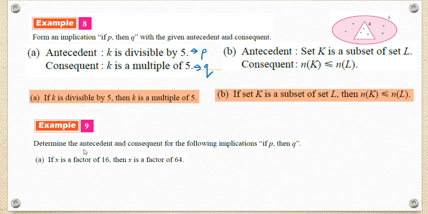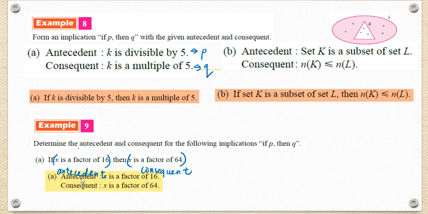Example 9, determine the antecedent and consequent for the following implication: if P, then Q. They ask you which one is the antecedent and which one is the consequent. This is a very direct question. If X is a factor of 16, then X is a factor of 64. Where is the antecedent? After the word if, which is this. And your consequent is after the word then. Answer: antecedent, X is a factor of 16; consequent, X is a factor of 64.